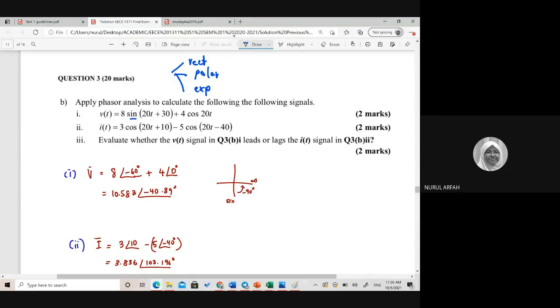And then you look at here. This is sine, this is cosine. Obviously, we cannot just add up these 2. So what we need to do is to first convert this sine into cosine, right? If you want to convert that, this is sine, this is cosine, so you need to minus 90 degree from the 30 degree here. 30 minus 90, you get negative 60. That's why you have negative 60 here. And what is 8? 8 is the amplitude of the signal.